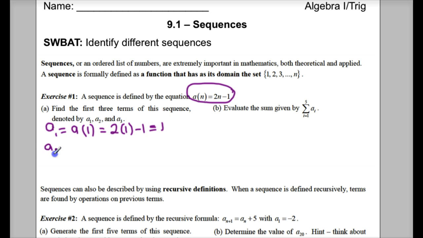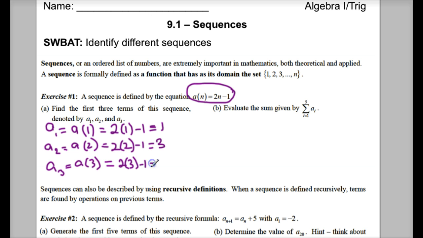Same goes for a of 2. A of 2 is 2 parentheses, wherever I see n, I just replace it. This becomes 2 times 2 is 4, minus 1 is 3. Then a3, 2 times 3 minus 1, that is 5.